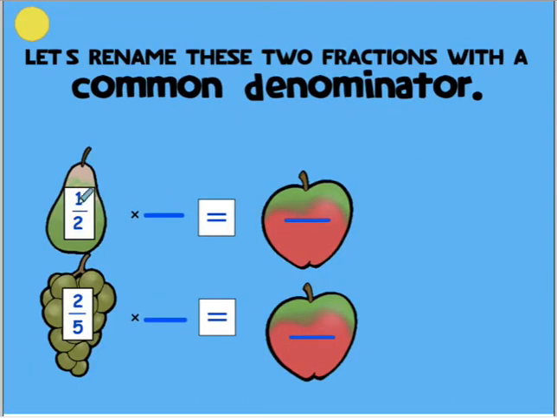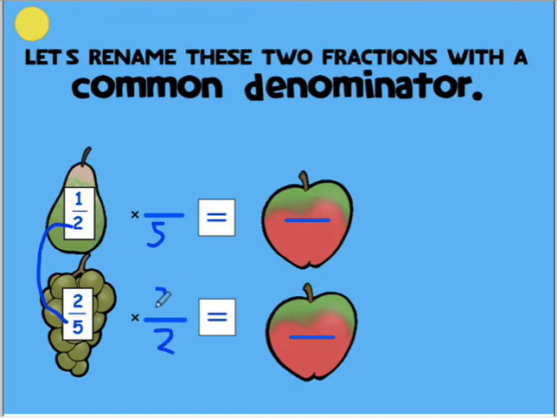So here we have 1/2 and 2/5. We want to turn this into two fractions that have a common denominator. So first question is, does 2 fit into 5 perfectly? I know no. So I need to multiply them by each other. So I'm going to multiply them by opposites. I'm going to multiply the 2 times 5, and I'm going to multiply the 5 times 2.